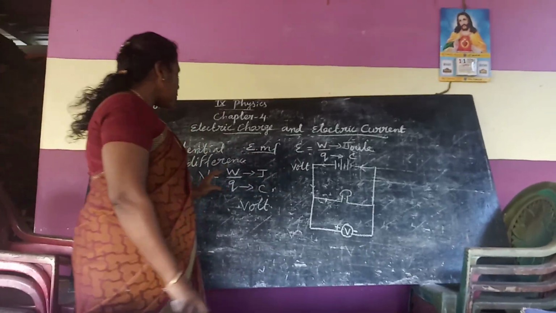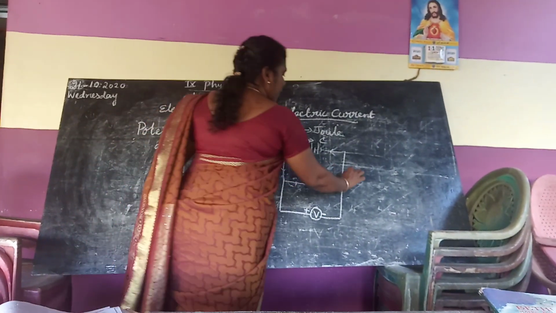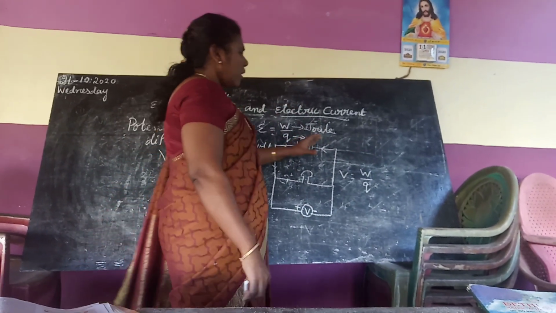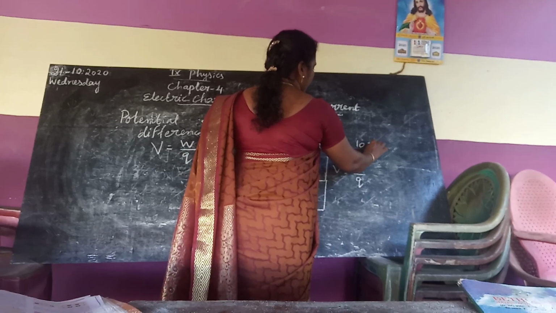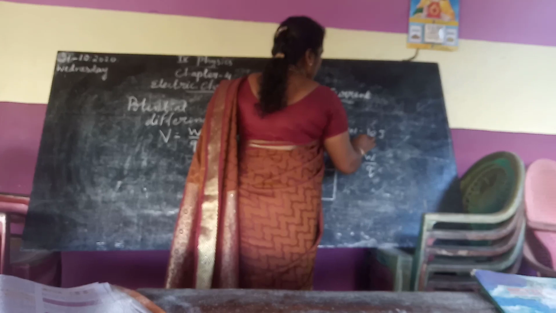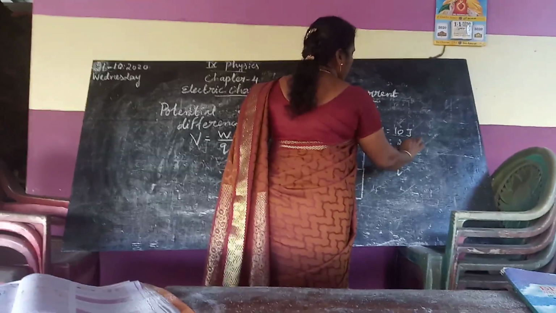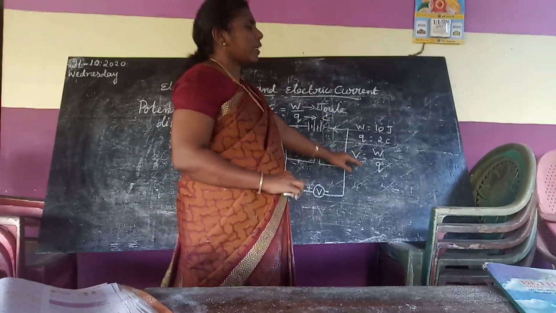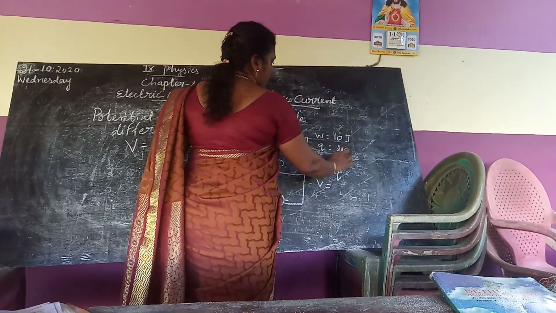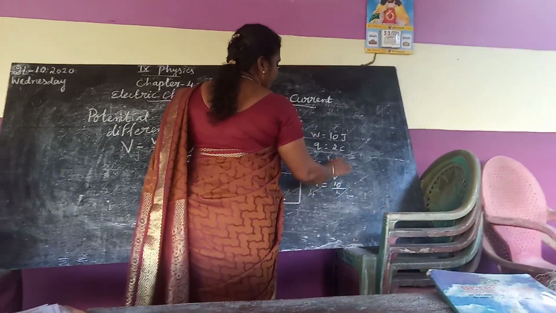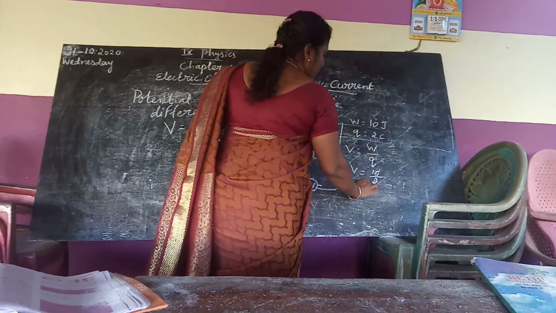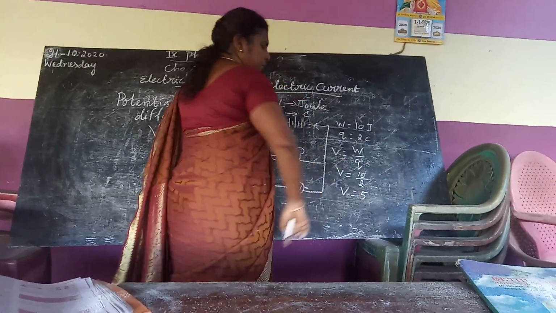How do we measure it? What is the formula for potential difference? V equal to work done divided by charge. Suppose 10 joule of work is done, work done equal to 10 joule, and charge Q equal to 2 coulomb. It is given, and you have to find the potential difference. So V equal to 10 divided by 2, so you will get V equal to 5.